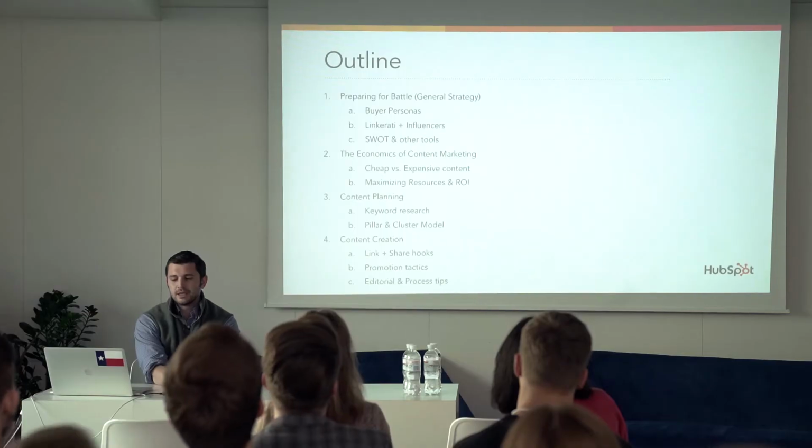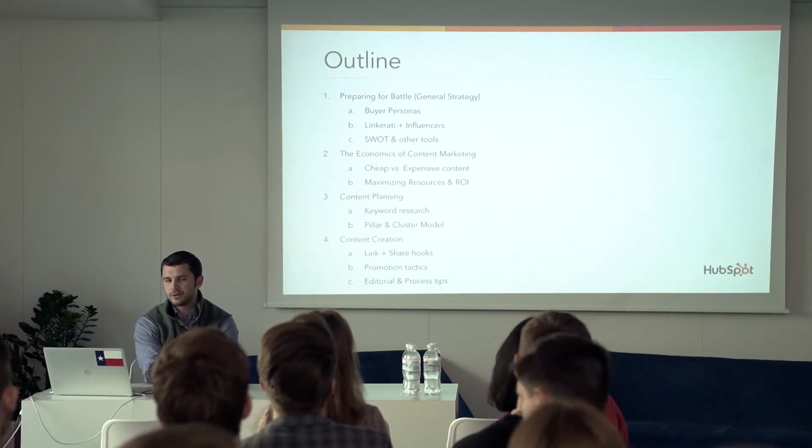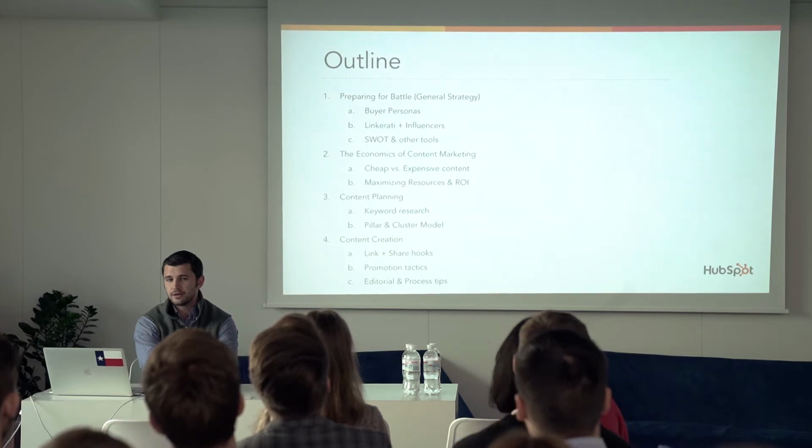So the outline today is basically, I guess there's a lot of battle metaphors and war metaphors. It's like preparing for battle, the general strategy on how to beat Goliath and how to basically build and leverage content as a tool for growth. So this will include basic things like buyer personas, which I think is a pretty familiar tool regardless of what part of marketing or UX you're in. Just a tool for making decisions and getting to know the customer better. And then how to leverage the linkerati, which is an interesting term, and then influencers. And then using SWOT analysis and other tools to build your strategy and find out what your strengths are.